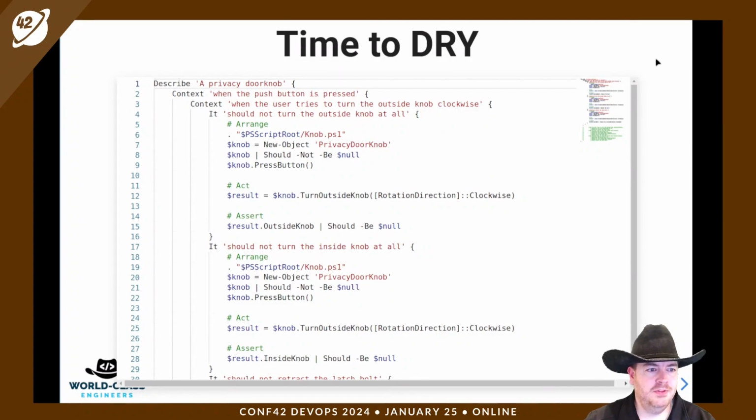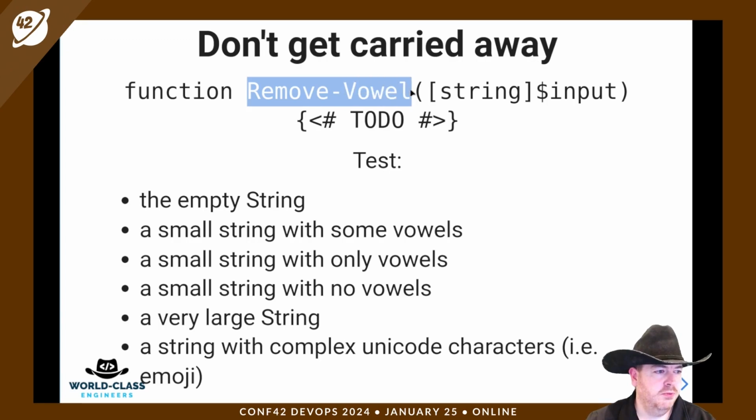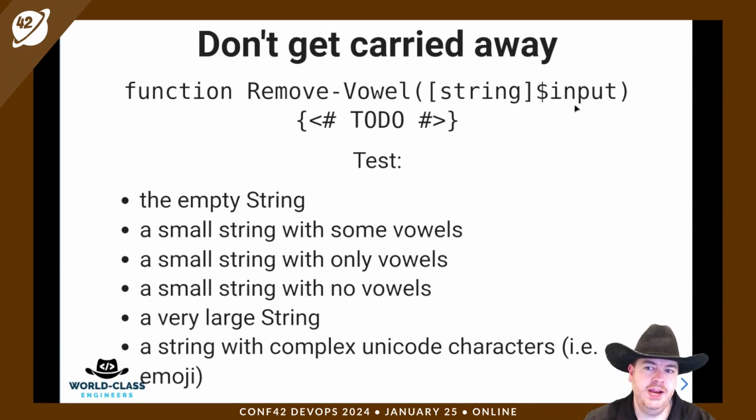Before we wrap up, let's talk about one more important thing, which is how to make sure that you don't over-test, making superfluous test cases that don't actually add any value to your confidence level. Let's consider this PowerShell function called RemoveVowel. It takes in a string as input, and it outputs the same string, but with any vowel characters removed.